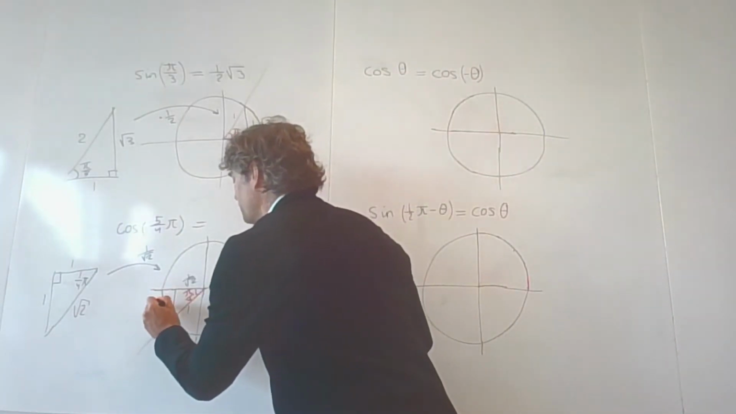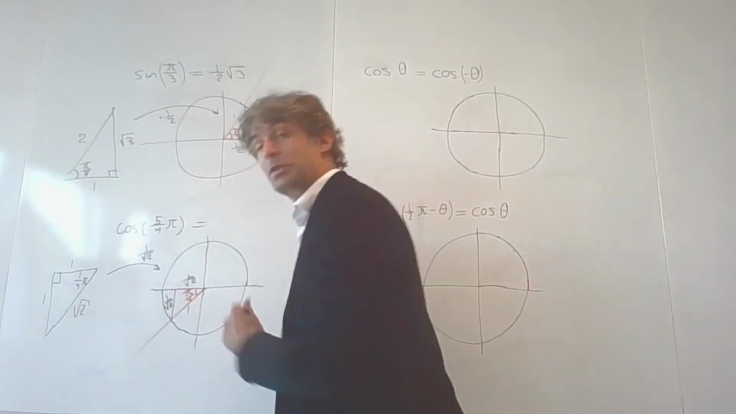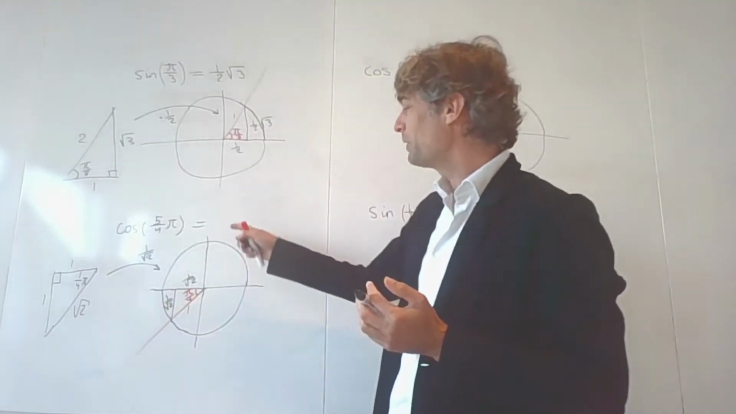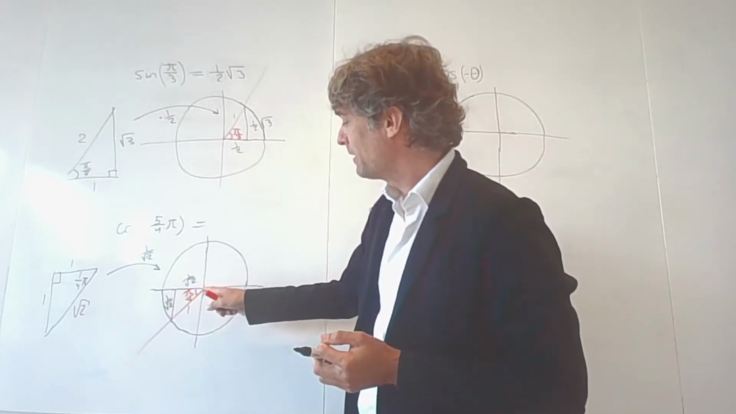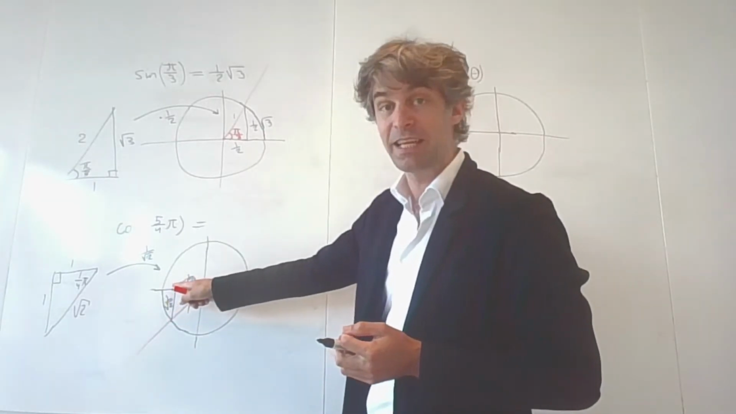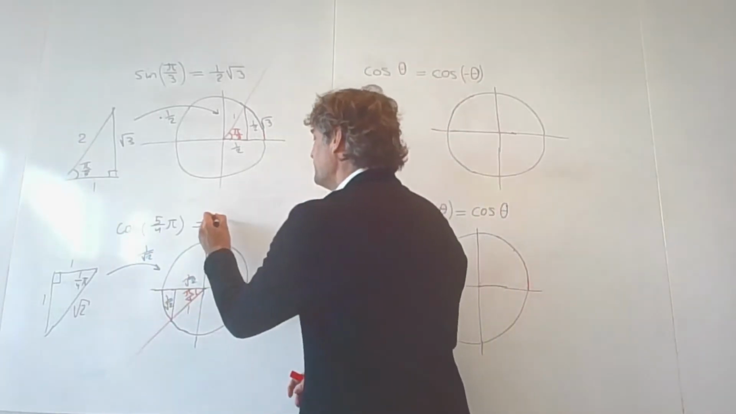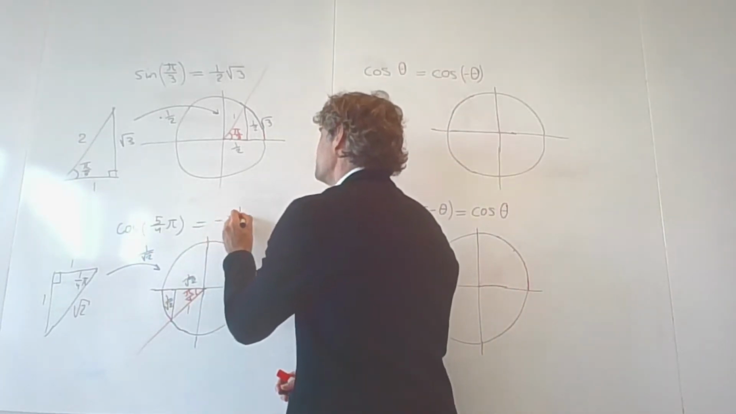And there 1 over the square. I'm sorry if you can't read. You can hear me, right? So there you go. The cosine is, the cosine, we're on the minus side. So it must be minus 1 over the square root of 2.